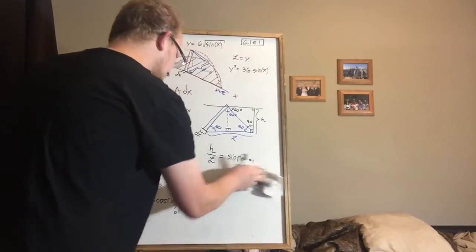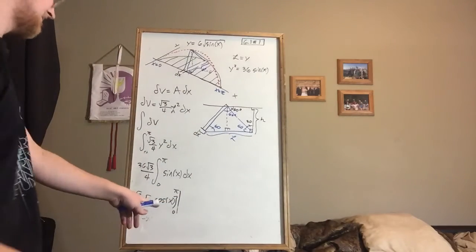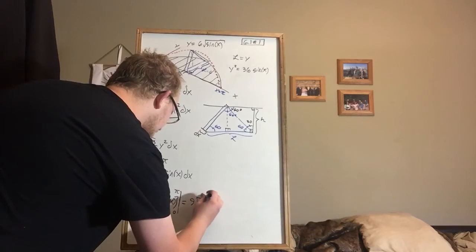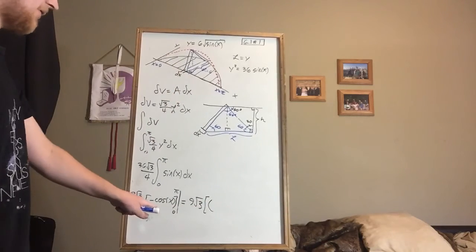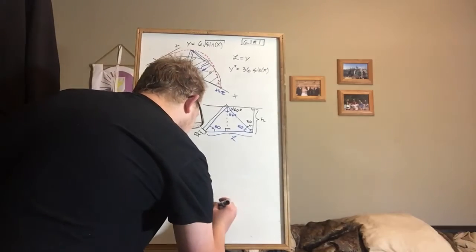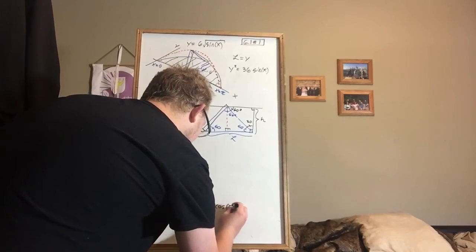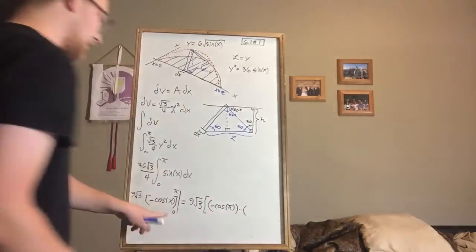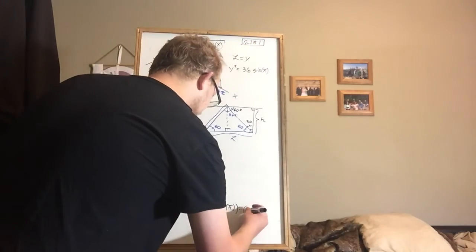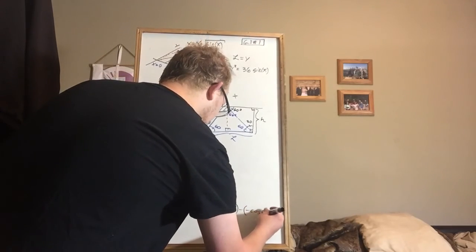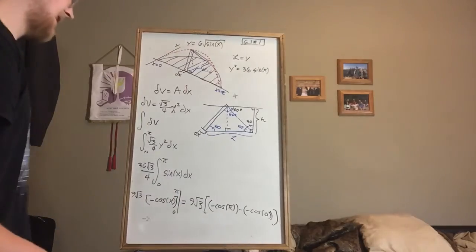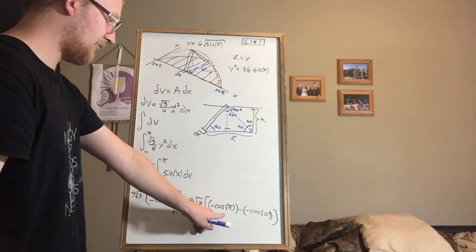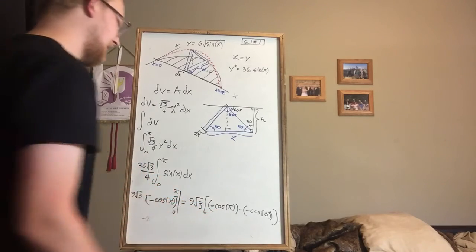Now we've made it through here, and we're very close to the end. So this is going to equal 9 root 3 times negative cosine x when we plug in pi, so negative cosine of pi. And then we're going to subtract when we plug in 0 for negative cosine, so negative cosine of 0. And we're just about done. Cosine of pi is negative 1. Negative 1 times negative is positive 1.